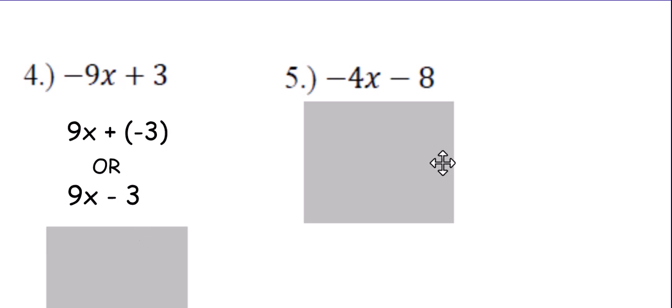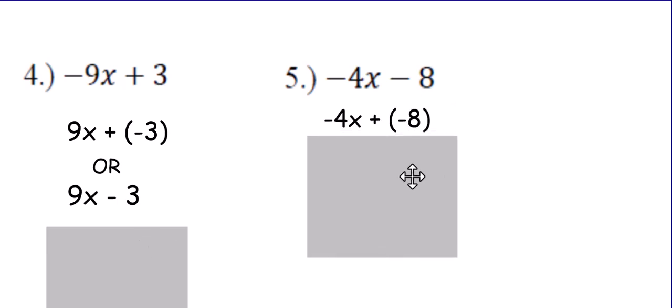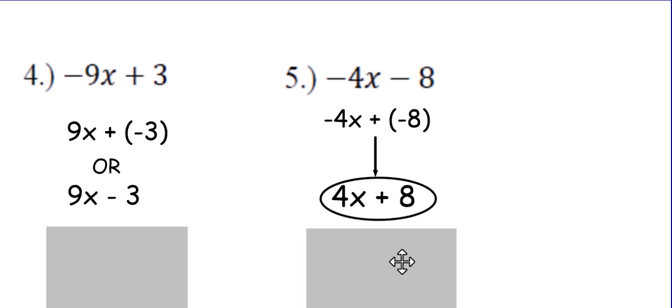Now for number 5, I do recommend rewriting this as -4x plus -8 first, and then multiply each term by -1. -1 times -4x is +4x, and -1 times -8 is going to get us +8. So the additive inverse will be 4x plus 8.